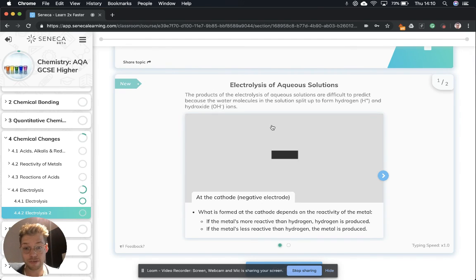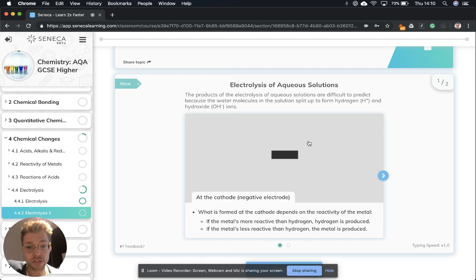Today we're going to be talking over the electrolysis of aqueous solutions. We're going to be building on a lot of the keywords covered in the previous episode, which was just about electrolysis. So make sure you check that out to get familiar with all the keywords like anode and cathode before we get cracking with this. Alright, so let's get started.